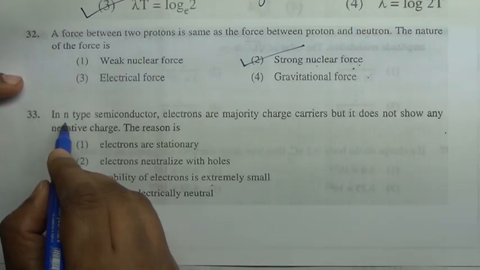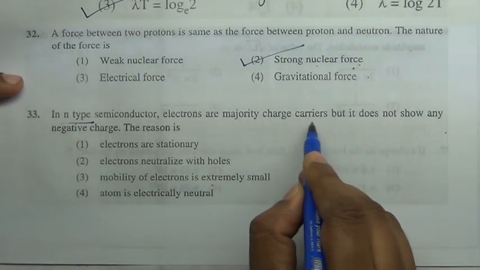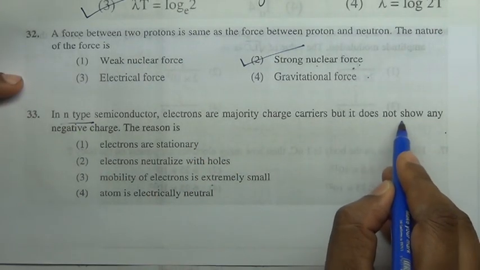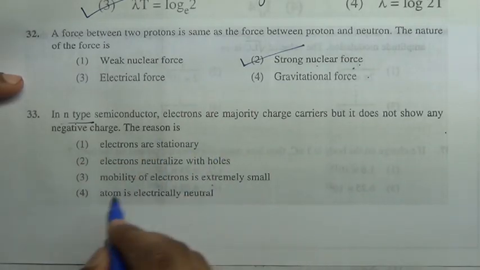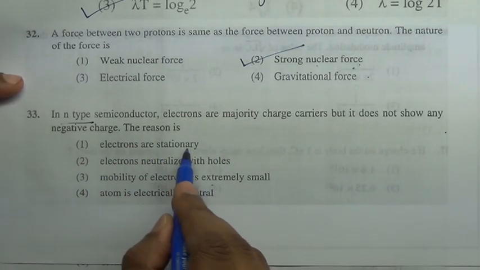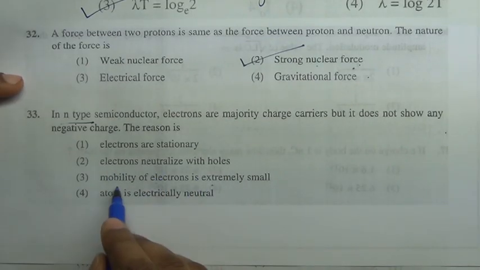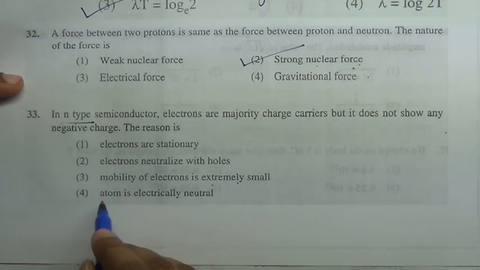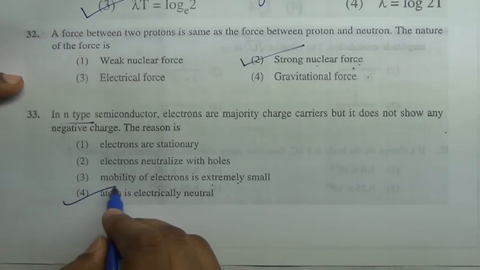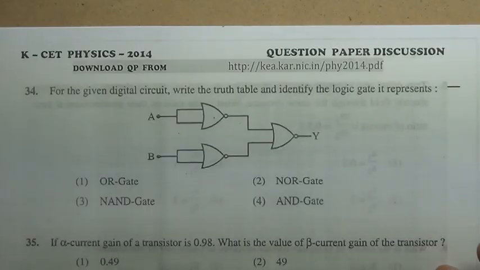In an n-type semiconductor, electrons are majority charge carriers, but it does not show any negative charge. The reason: electrons are stationary, need not be. Electrons neutralize with holes. Mobility of electrons is extremely small. The atom is electrically neutral. This is more appropriate.